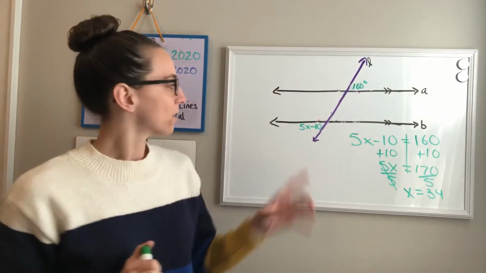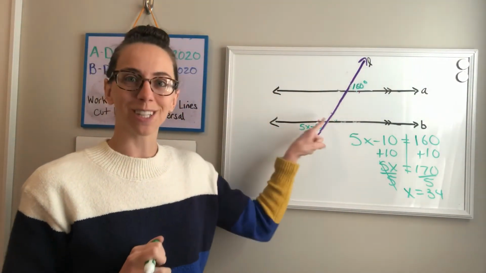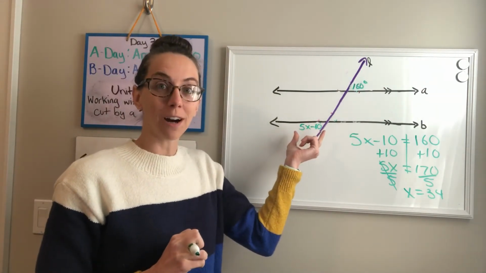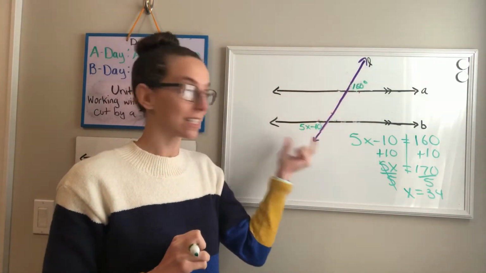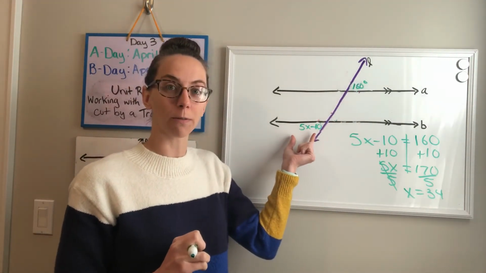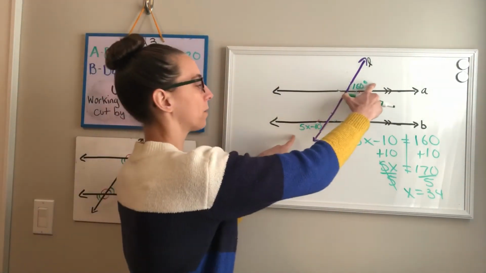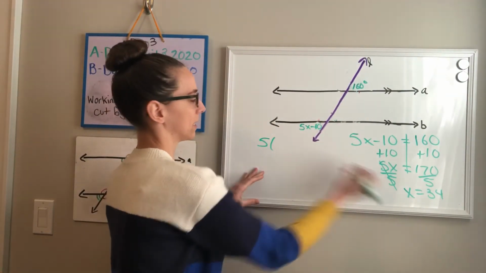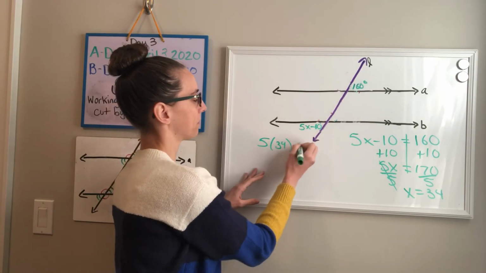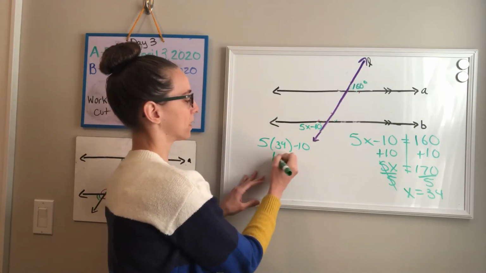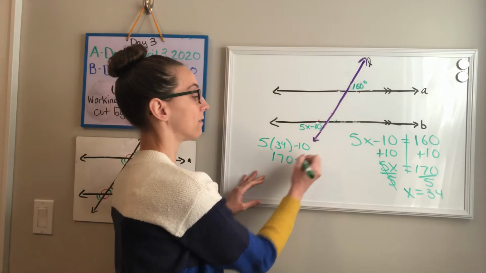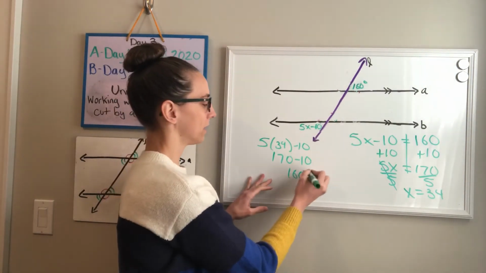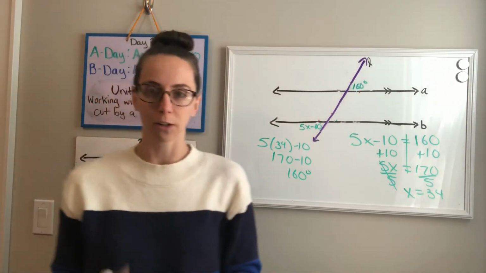Now just a quick reminder, that does not mean that this angle is 34 degrees. That means that this whole value is 160 degrees because I need to substitute in that 34 for x. Now we know they're congruent, so we knew this is 160 degrees. Let's check real quick. If I substituted in 34, 5 times 34 is 170, and 170 minus 10 is in fact 160. So this angle is equal to 160 degrees.